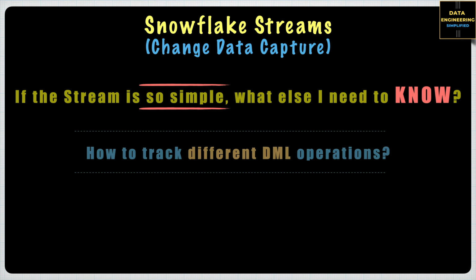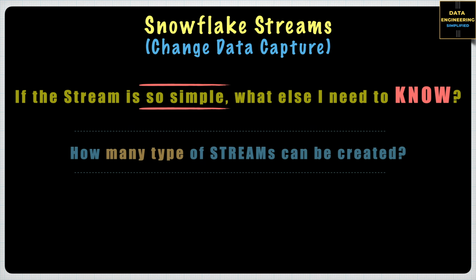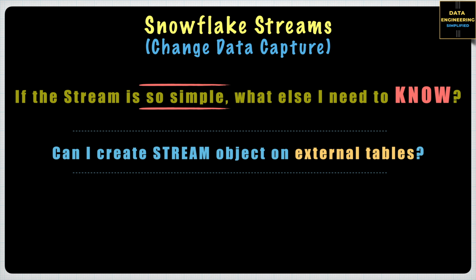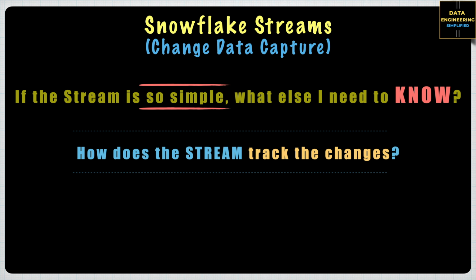How to track different DML operations like insert, update, or delete? Are there types of stream in Snowflake? Can I create a stream on an external table or even on a transient table? Can I clone a stream object? Does a stream cost a lot? How does a stream track the changes?